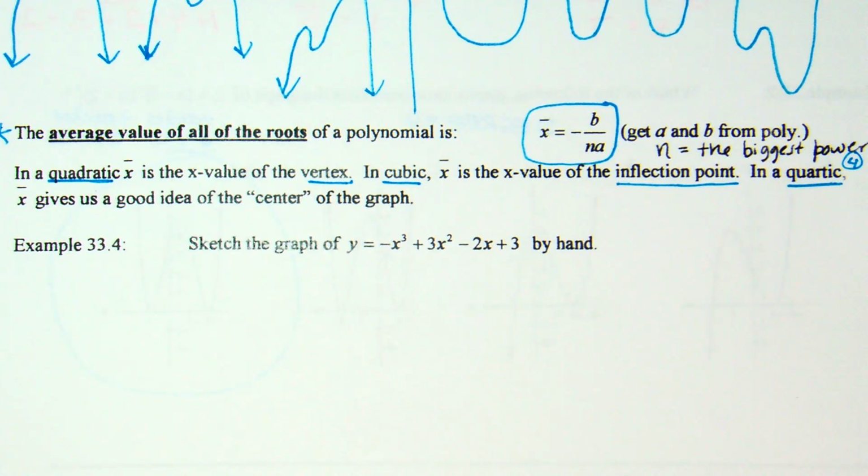So let's use example 4 to practice. Example 4 asks us to sketch the graph by hand. So this is not grab your calculator and sketch it. This is what things can we glean off of everything we've talked about today. What are the details that we know for sure about this graph?